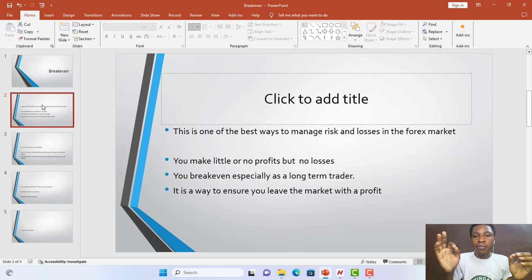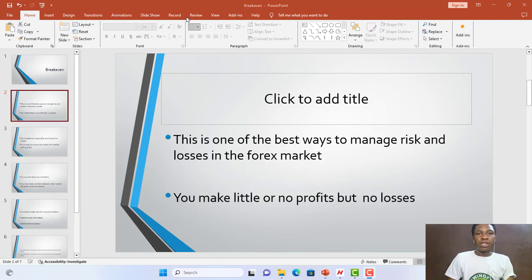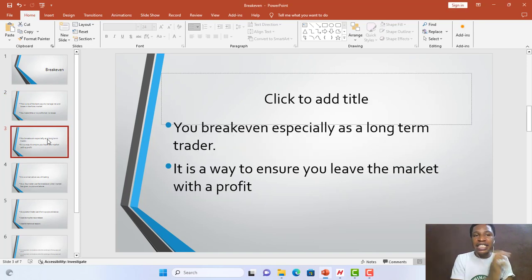This is one of the best ways to manage risk and losses in the forex market. I've said that. Number two, you make little or no profit, but you don't make losses in the forex market. That is the concept of break even. You make little or no profit, but at the end of the day, you do not make losses in the forex market, right?